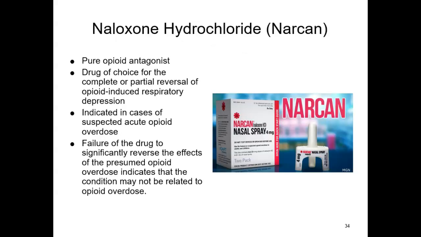Okay, so Narcan. Narcan is widely available. You'll see it in the hallways of the campus. It is available without a prescription. First responders are carrying this, and this is indicated in case of a suspected acute opioid overdose. So here you have it. If you suspect that somebody has an overdose, use the Narcan. If it doesn't work, then it's probably not an opioid overdose, but it will not harm the patient.